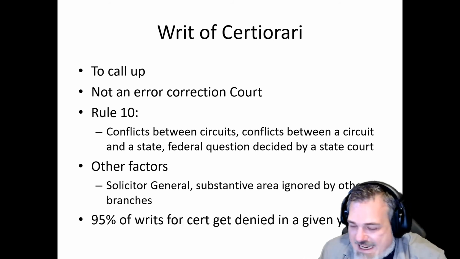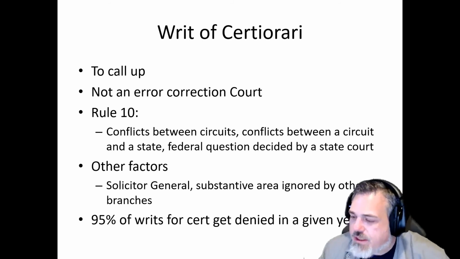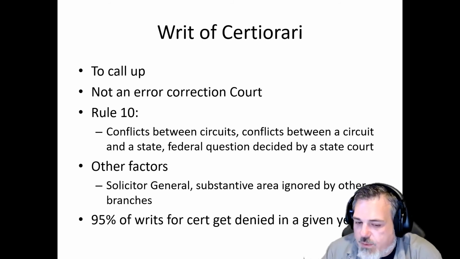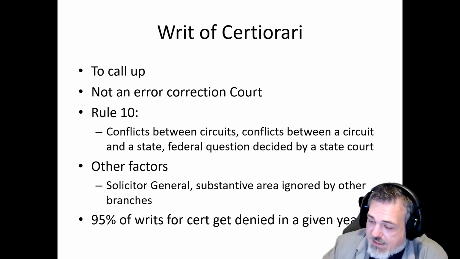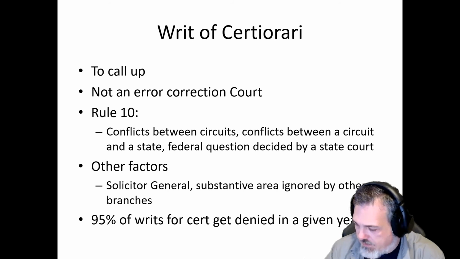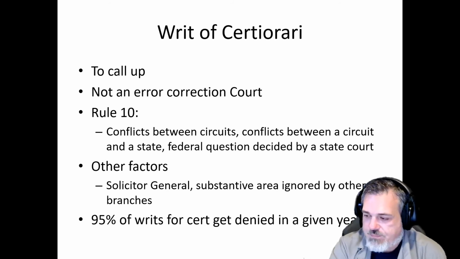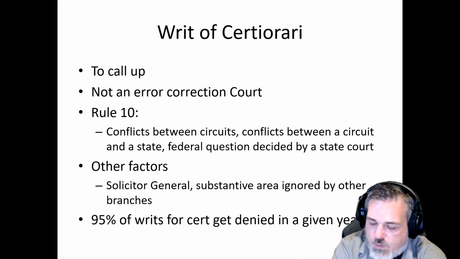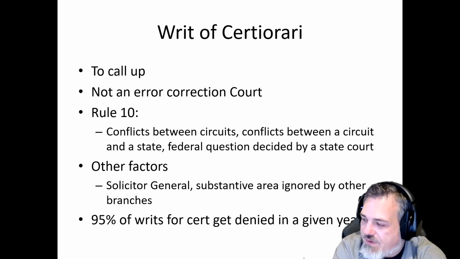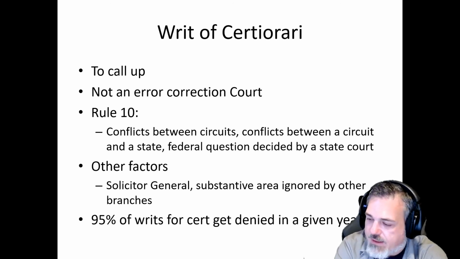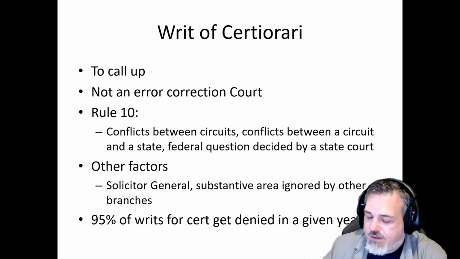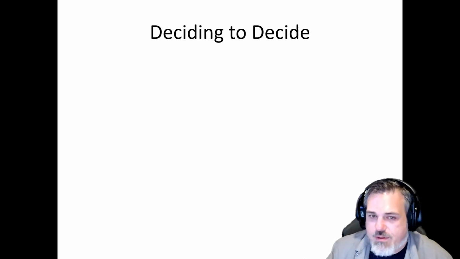All that being said, 95%, I think it's actually higher now, I think it's closer to 97% of all writs of certiorari are denied in any given year. So remember I said that I think last year 81 cases were granted cert by the U.S. Supreme Court. What that means is a little over, I think, 15,000 petitions for cert were sent to the court, and they ultimately heard 81 of them. So you can see there's a vast gulf between requests for review and actually getting reviewed.